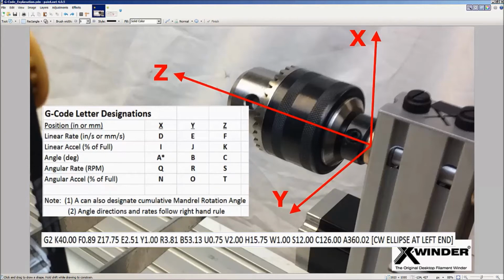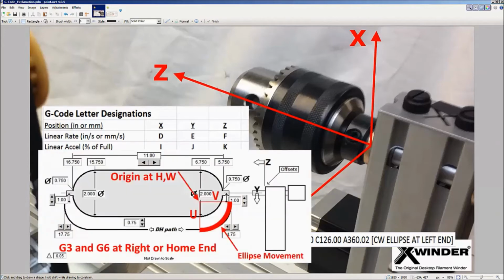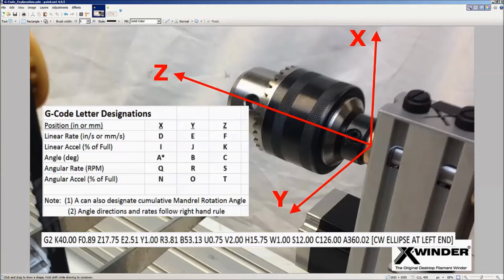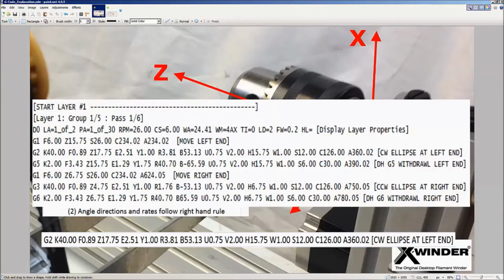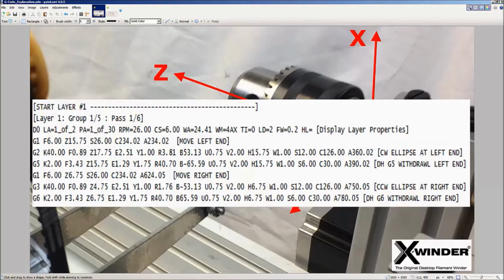So let's go ahead and move on to the other side, the G3 or the G6. Everything is happening the same here, but at the home end or the near end, you have the U and the V for the two semi-axes radius and the origin at H and W. So I wanted to then talk briefly about the G-code, so I'm going to bring it up and just describe it. Let me see if I can draw on it. Sure, I can draw on it. So this is the first layer of the winding.